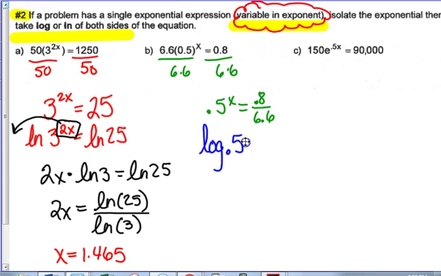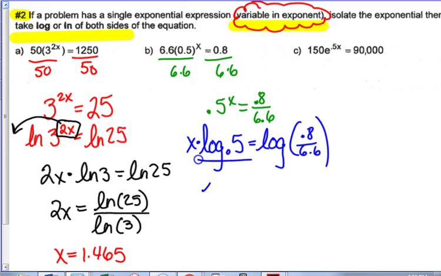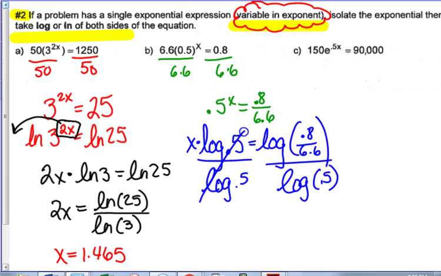Where's that x going to go? It's going to go out in front. And then, yeah, I need to divide both sides by this log of 0.5, so that I just have x equals 3.0. Yeah, everybody make sure you type this one in. You could try it with ln and ln. You'll get the same answer. .044, or it's 0444 if you want to go more places, something like that.